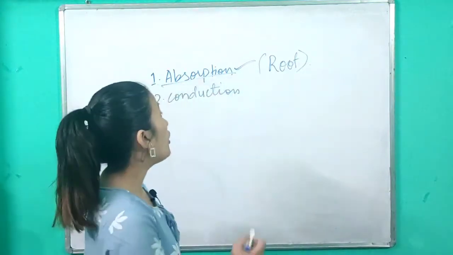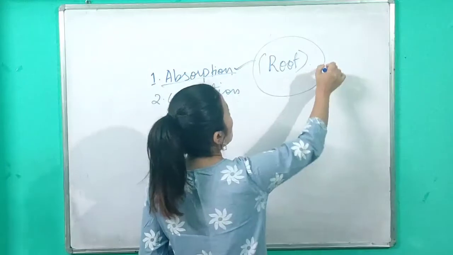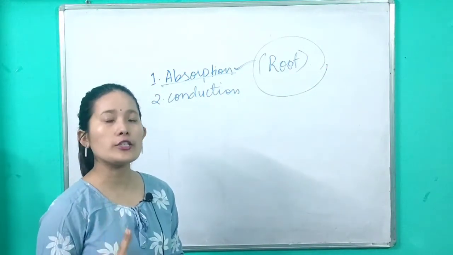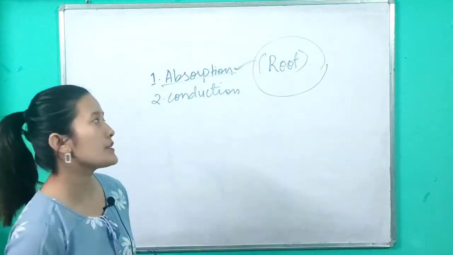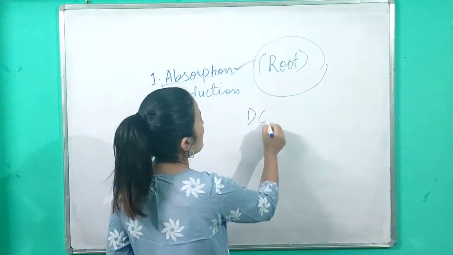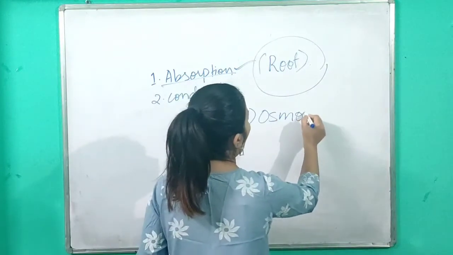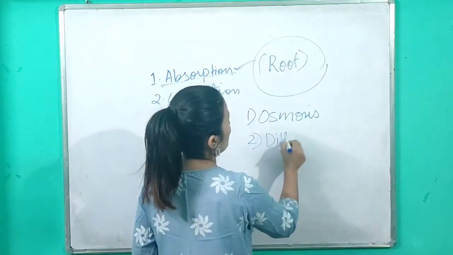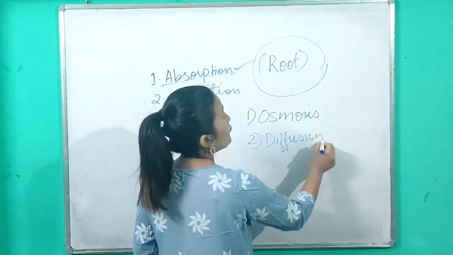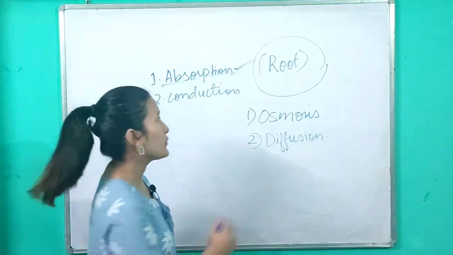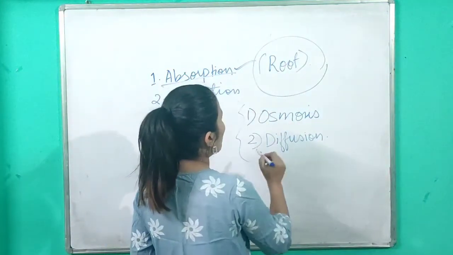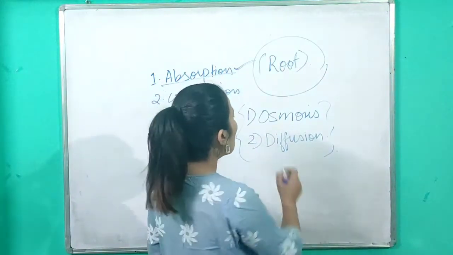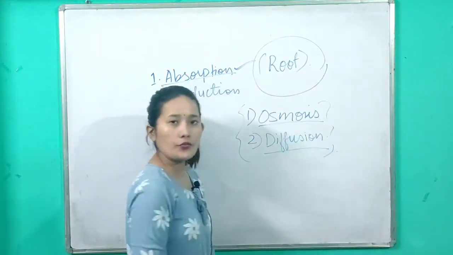Now how do roots bring about the absorption? There are two important phenomena or processes which help in absorption. The first one is osmosis and the second one is diffusion. Before we move on to the characteristics of a root which help to carry out osmosis and diffusion, let us first have an idea about what osmosis is and what diffusion is.